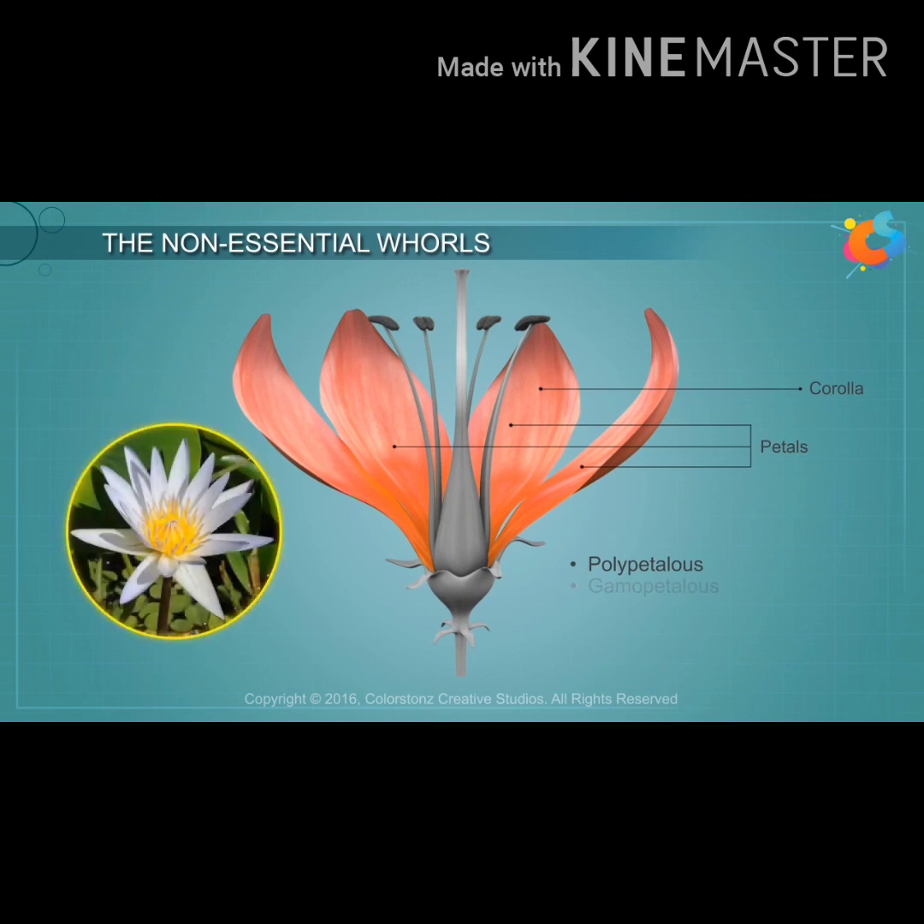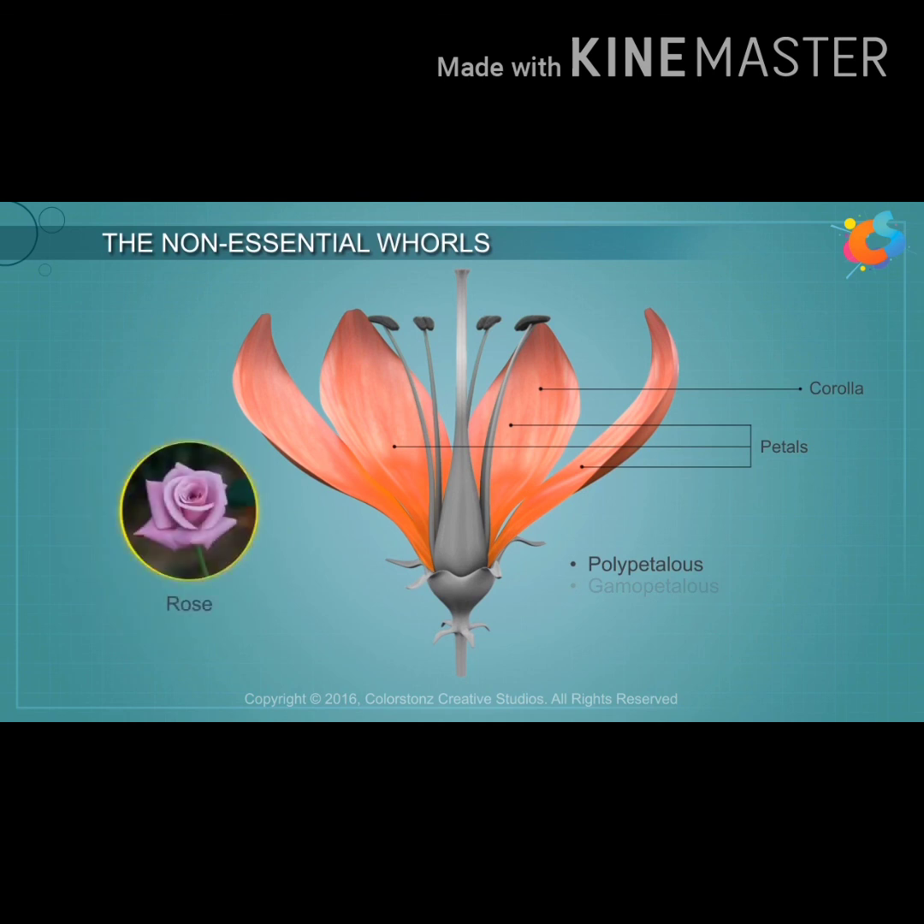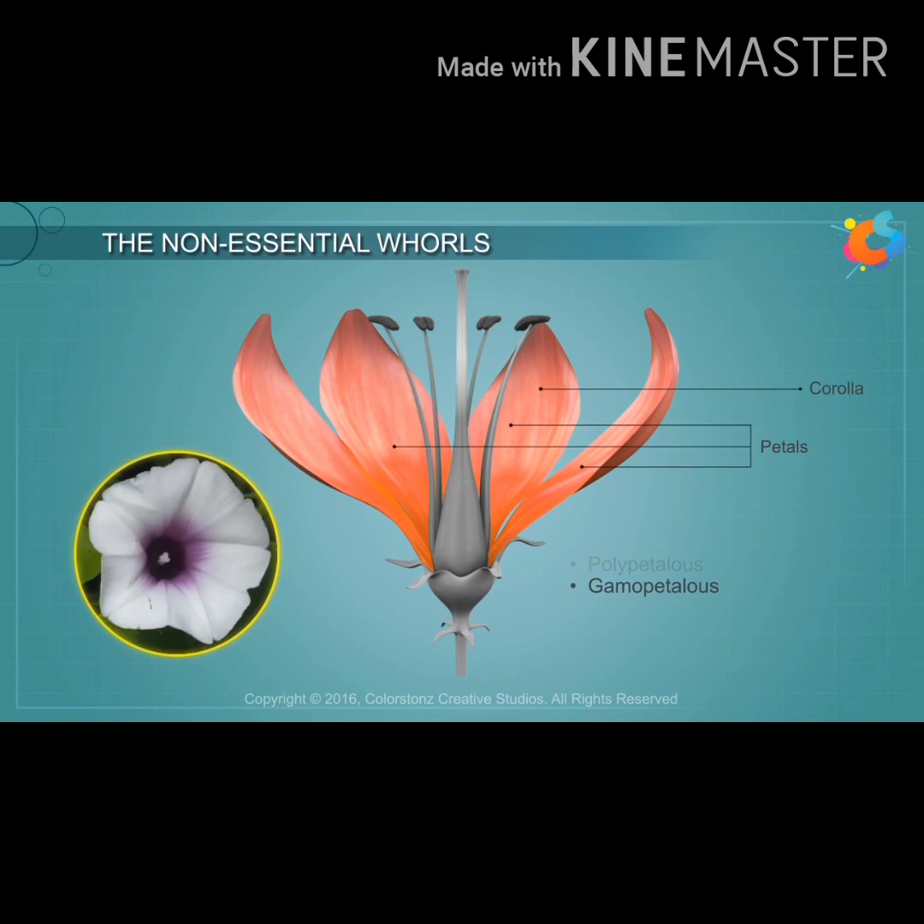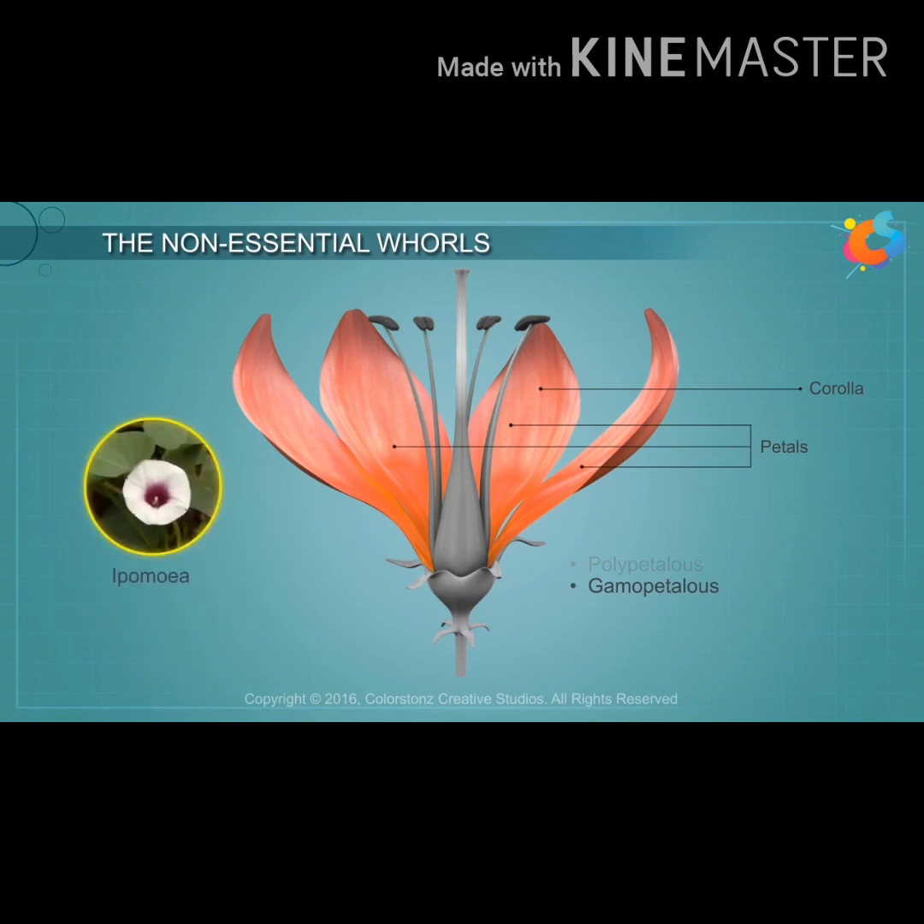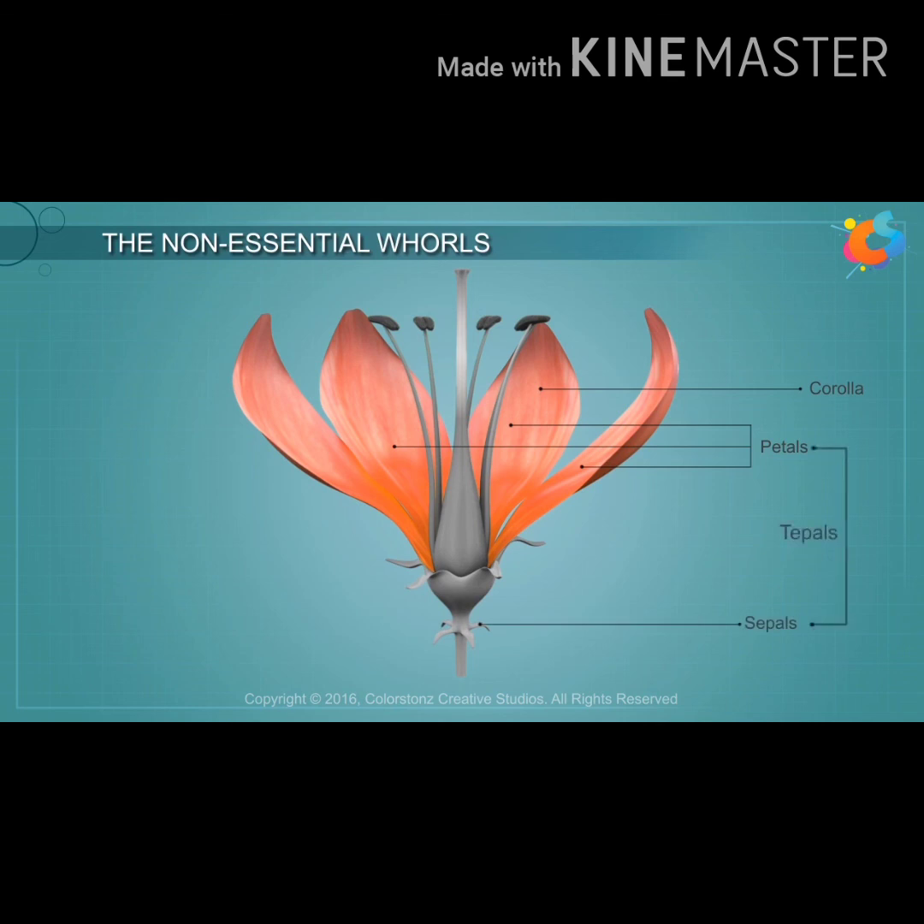They are not united. Here you can see the example of polypetalous corolla. While in gamopetalous, the petals are united. So that condition is called gamopetalous. Here you can see the example. Ipomoea is an example of gamopetalous corolla. In some plants, the sepals and petals look alike, and that is called perianth. Individual members of the perianth are called tepals. You can see tepals in coconut flower.